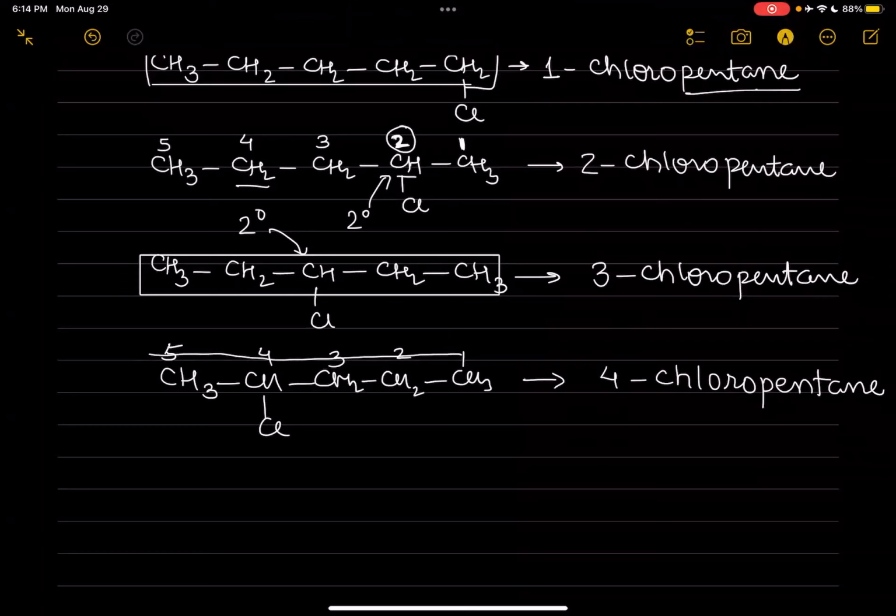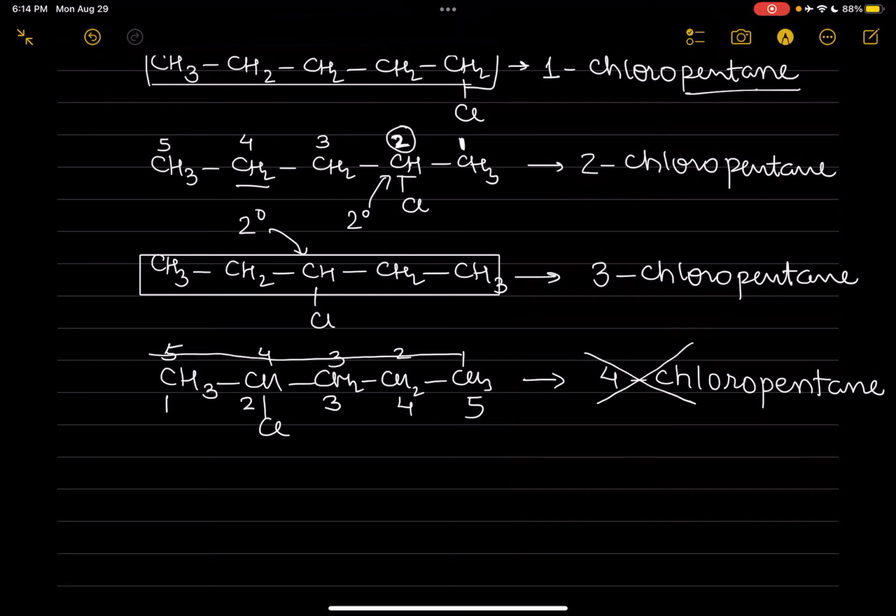This is just like how we eat food. Like this, not like this. We don't bring it in that way, because that is a longer way. Same way, while doing the numbering, you should start from the end which gives the lower number. So the numbering is incorrect, and that's why 4-chloropentane is not a valid name. You need to do the numbering from this side because Cl is nearer to this left end. So 2-chloro. Sorry, sir, I wanted to ask.